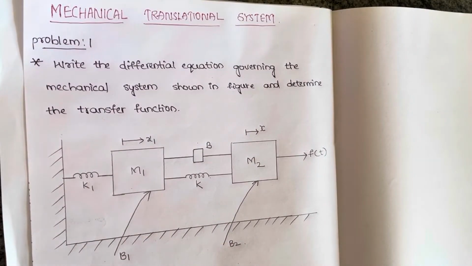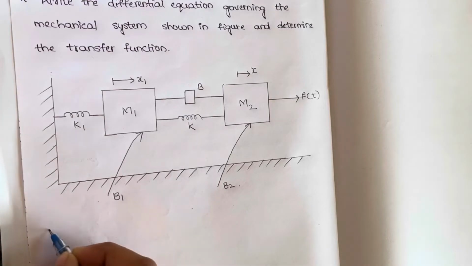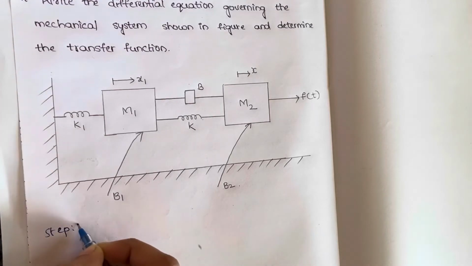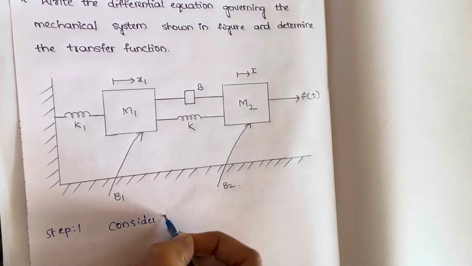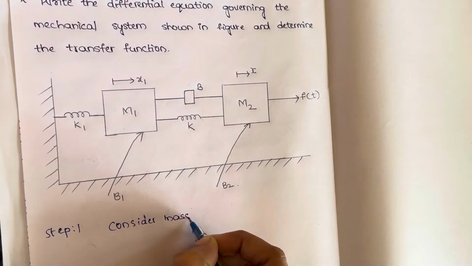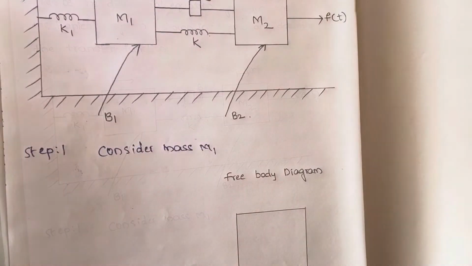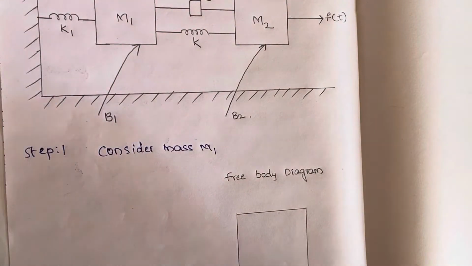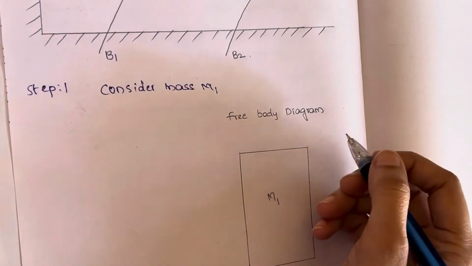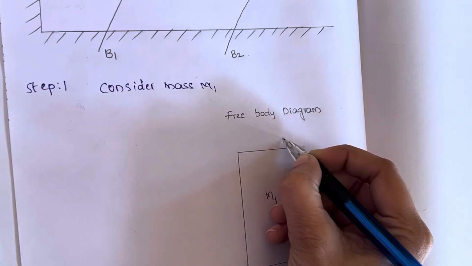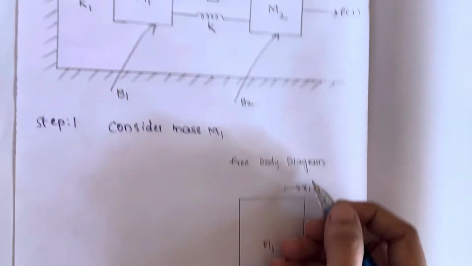Chalo, let's solve this question. So first step is to consider mass m1. Let us draw the free body diagram for the mass m1. This is the mass m1 and we have the variable x1 for mass m1.